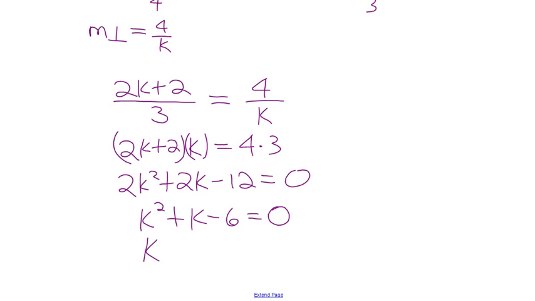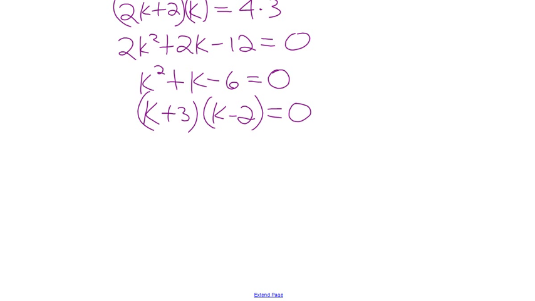So what do you do every time that you factor? You check. You FOIL it out quickly, just to make sure. k squared minus 2k plus 3k is plus k, minus 6. Because where's the mistake going to come from? It's not the 3 and the 2. Maybe you get 1 and 6, but that'll give you a 7 or a 5, so you'll quickly realize that's not it. So 3 and 2. Usually it's the signs.